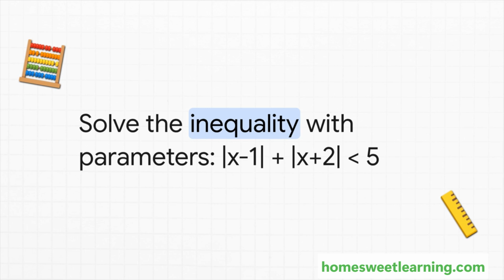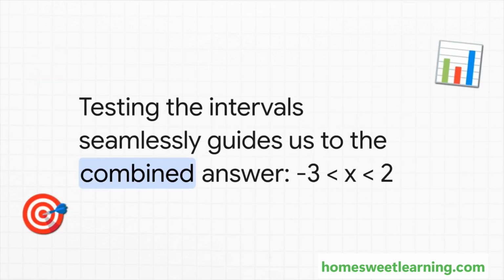Specifically, one flips at x equals 1, and the other flips at x equals negative 2. Those critical points essentially slice the real number line into 3 zones: x less than negative 2, x between negative 2 and 1, and x greater than or equal to 1. If we fast forward through testing those 3 independent intervals, the structure seamlessly guides us right to our final combined answer. X must be strictly between negative 3 and positive 2.